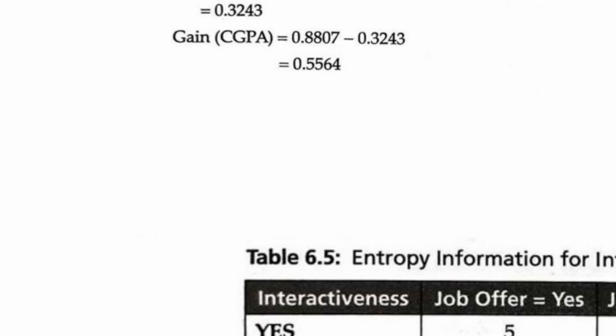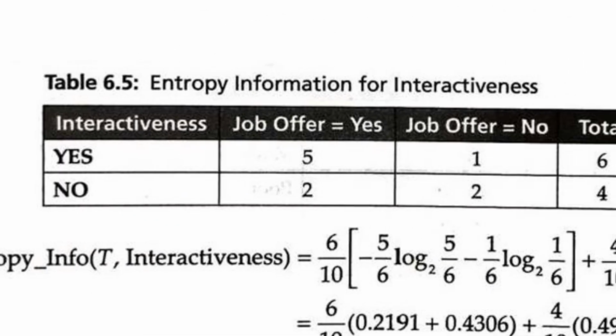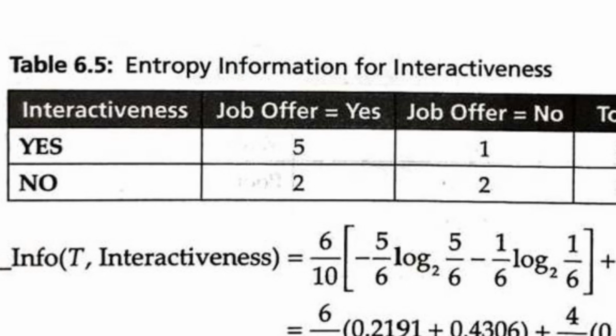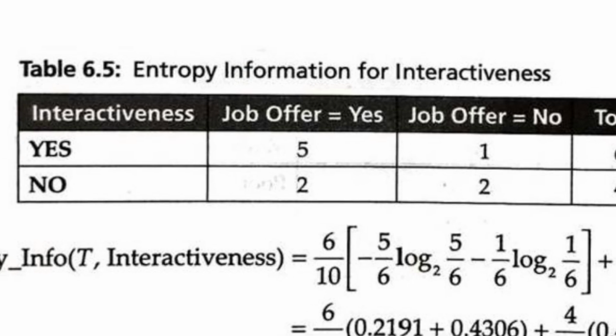We got CGPA. Now we have to go for another attribute, that is interactiveness. There are 2 possible values, yes and no. Yes with job offer yes, yes with job offer no, no with job offer yes, no with job offer no. From the table you substitute the values. There are 5 job offer yes for interactiveness yes. There is only 1 job offer no for interactiveness yes. There are 2 job offer yes for interactiveness no.